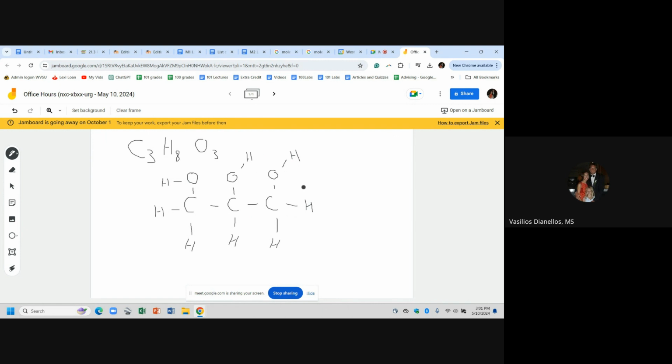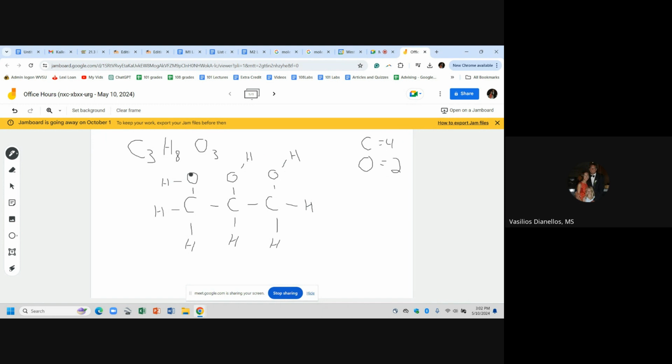So again, once you've drawn them, then you have to check and make sure everything's good as far as the number of bonds is concerned, right? So we have carbon can have 4 bonds. So this carbon has 4 bonds. This carbon has 4 bonds. This carbon has 4 bonds. That checks out. Oxygen needs 2 bonds. So this oxygen has 2 bonds.